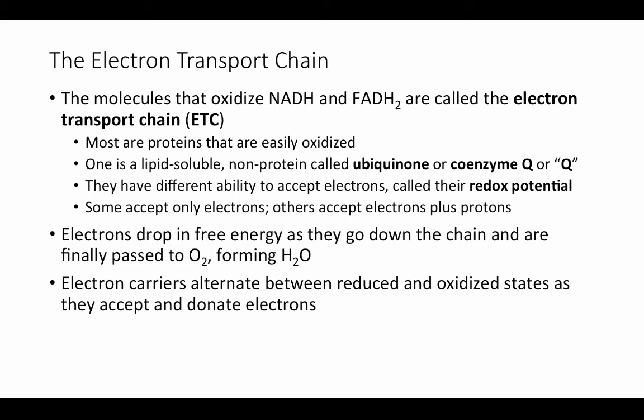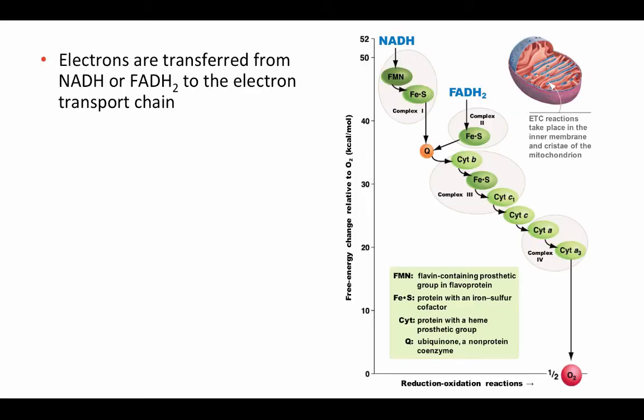Every time they accept an electron from the molecule before it in the electron transport chain, it's going to be reduced. Then when it donates that electron to the more electronegative element in the chain downstream of it, it becomes oxidized. So it's constantly going back and forth between an oxidized and a reduced state. So here's an image of what this looks like.